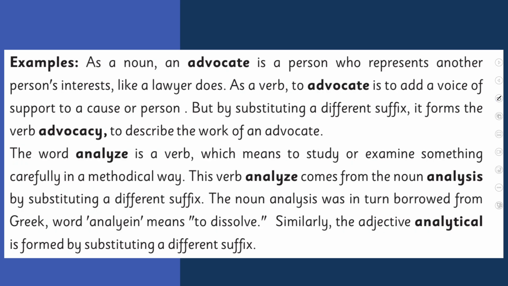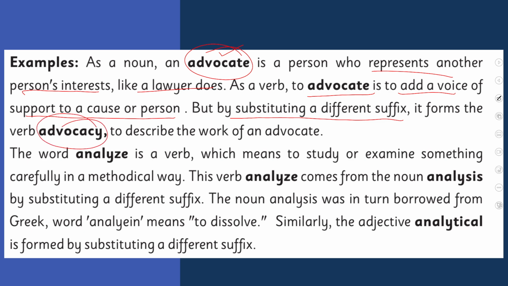For example, we have a noun, an advocate. An advocate is a person who represents another person's interest. A synonym is a lawyer, just like a lawyer. So we have a word advocate, which is a noun. And advocate is our root word. As a verb, to advocate is to add a voice of support to a cause or person, to support something, to advocate for something. But by substituting a different suffix, it forms the verb advocacy.